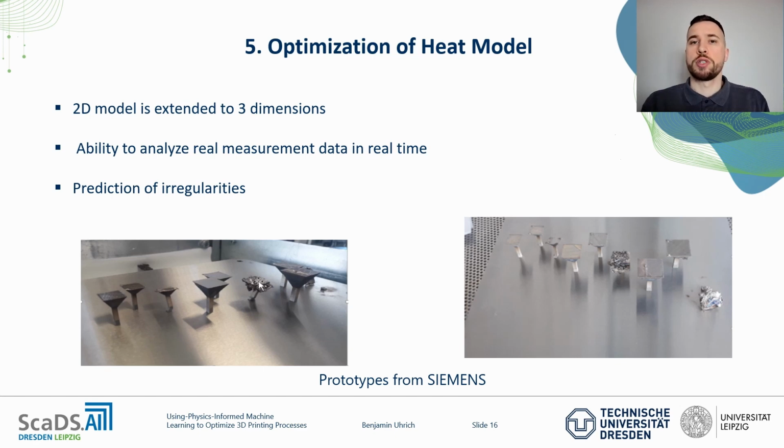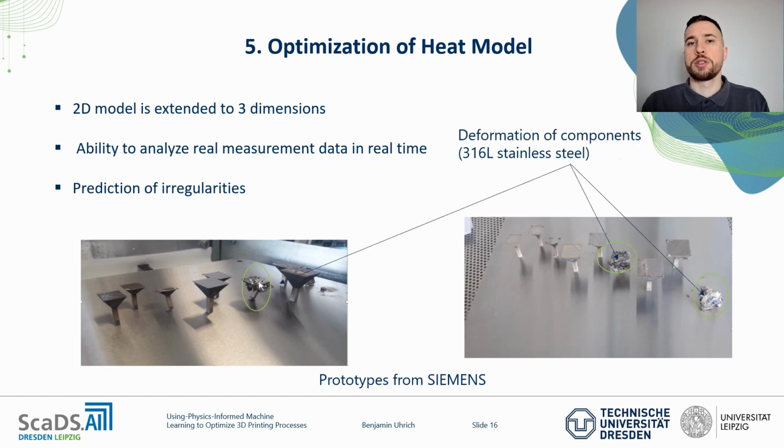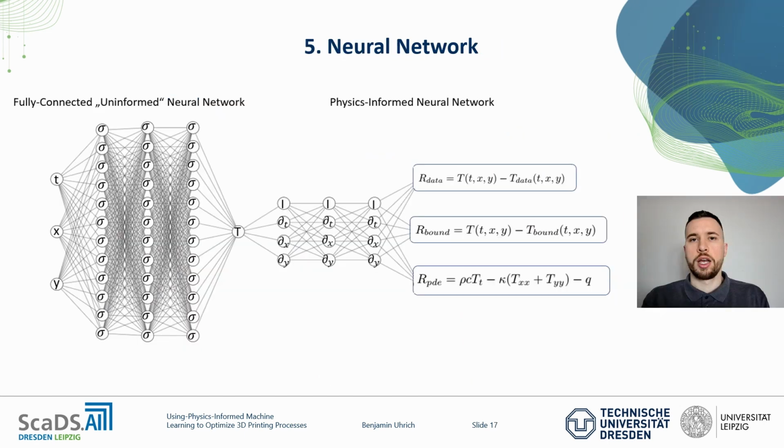As mentioned several times, there were strong simplifying assumptions for the models in part 1. In the second part, I will extend the model to 3 dimensions. In order to be able to detect errors at an early stage and to react to them in good time, intelligent real-time analysis must be developed. Here you can see how such errors can affect the component quality. I will show you how such deformation can be prevented with the help of the heat model and a prediction of irregularities. I would like to explain the neural network architecture for 3 dimensions.